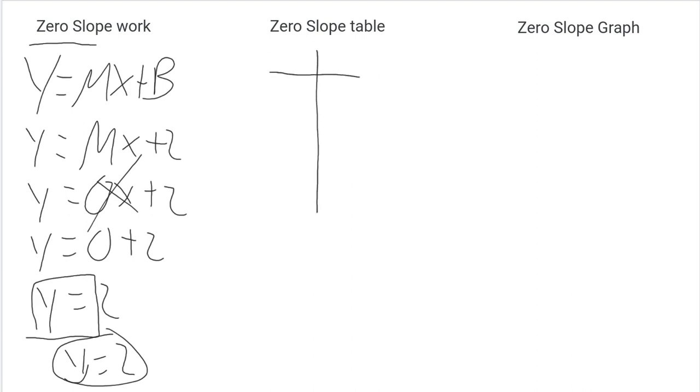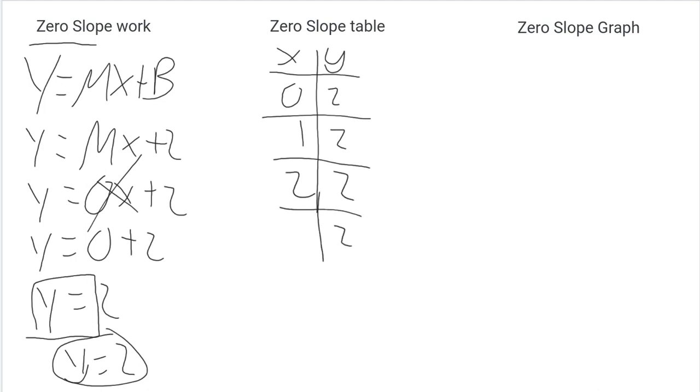So zero slope on a table would show 2 for y, and then x is 0, let's say. If y is 2, x could be 1. Y is 2, x could be 2. Y is 2, x could be 3. It does not matter what x is, because eventually it's going to be multiplied by 0 and disappear. So it's always going to be y is equal to 2 no matter what the x is.